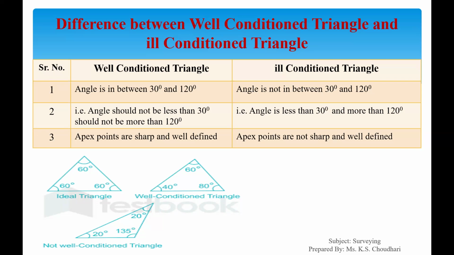Apex points are sharp and well defined in well-conditioned triangle, and apex points are not sharp and well defined in ill-conditioned triangle. Observe the diagram carefully. There are 3 images. Number 1 is ideal triangle, number 2 well-conditioned triangle, and number 3 ill-conditioned triangle.